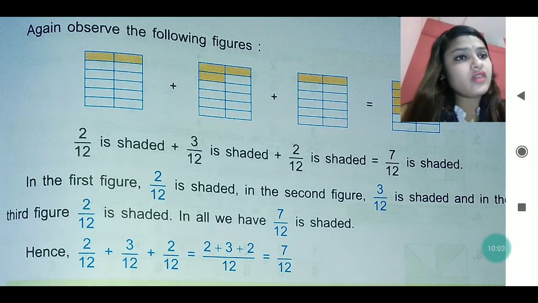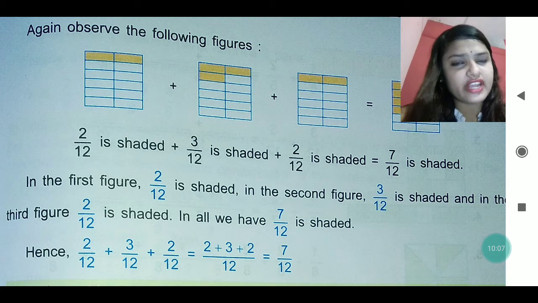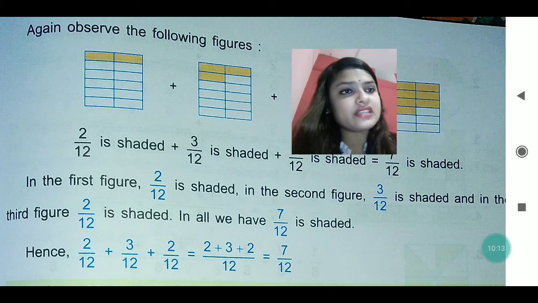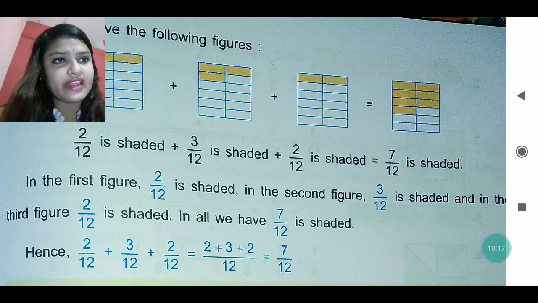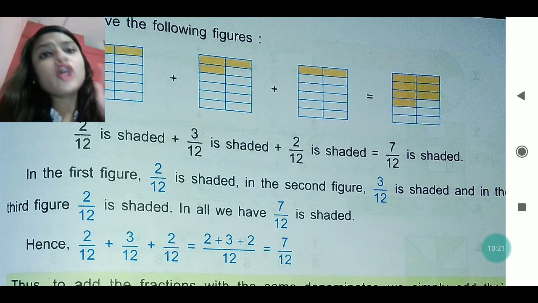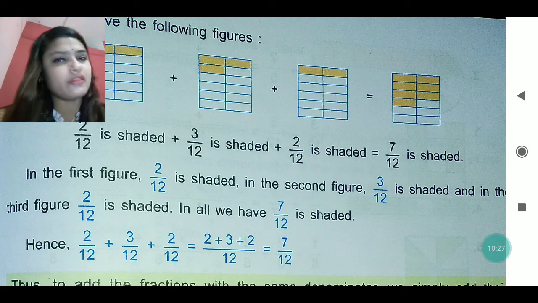In the same way, one more question is also there. Like you can see, 2 by 12 is shaded, means two parts are shaded. Upside block is there, na? In that you can see two parts are shaded. In the next three parts are shaded. In the next two parts again shaded, and in the next seven parts are shaded, but the number of blocks are 12. Equal number of blocks are there: 2 by 12, 3 by 12, 2 by 12, 7 by 12.